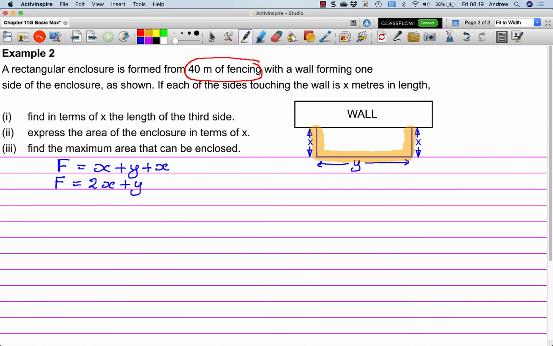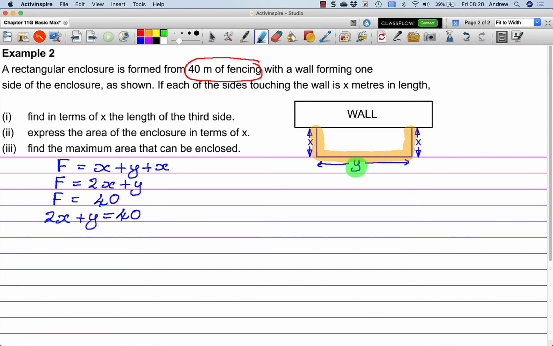So therefore, I know that the fencing is also equal to 40 meters. So what does that mean? Well, 2x plus y is now equal to 40 meters. What was my invention? What did I have to add to the problem? I added to the problem y. That's what I did. I added to the problem the letter y.